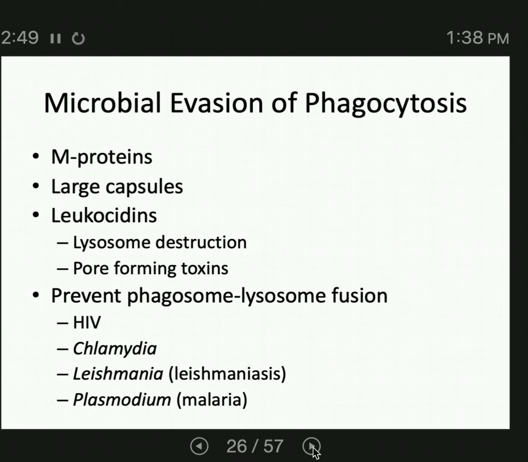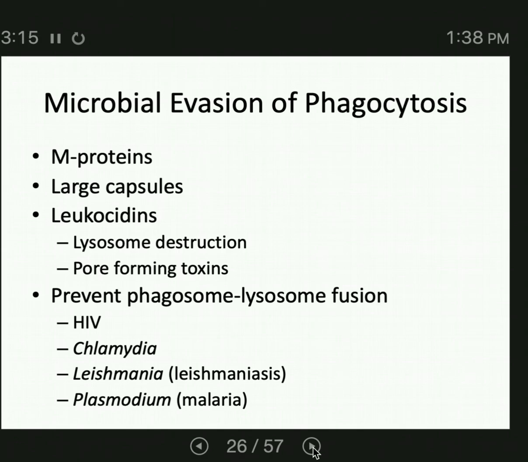And then prevention of phagosome-lysosome fusion. Some microbes, once they're inside the phagosomes, can produce proteins that prevent fusion of the phagosome with the lysosome. There are some examples listed here. These include pathogens which persist and replicate inside the white blood cells, inside the phagocyte. And they fill the phagocyte so much with their progeny that the phagocyte will then lyse and release a large number of microbes into the surrounding space.